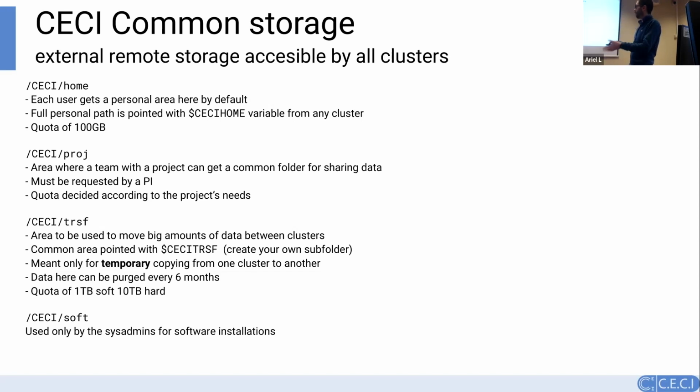That provides you a folder where you can write. And that path is pointed to, for easiness, with the $CECI Home variable. So if you log into a cluster and you do echo $CECI Home, you will see the full path, which is a personal area for you to write on this share. And it has a quota of 100 gigabytes. Whatever you write to CECI Home, a couple of seconds or a minute later, you will have it available if you do ls $CECI Home or that path from any other cluster.